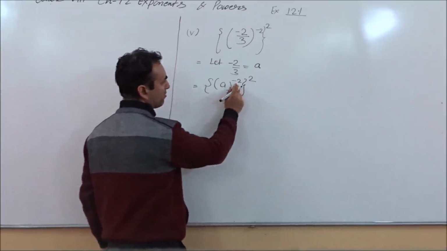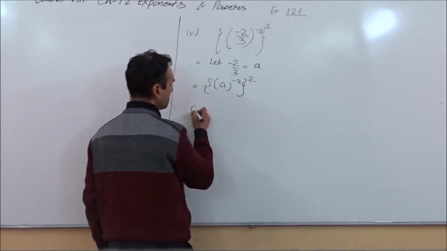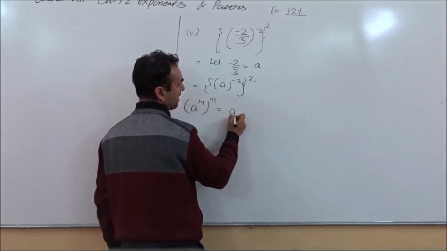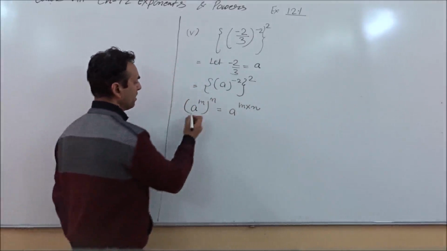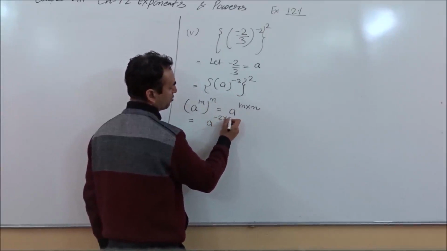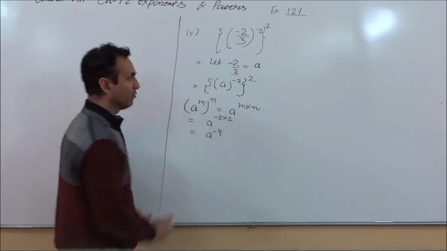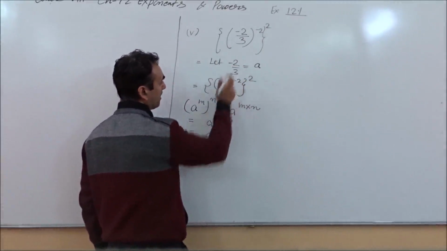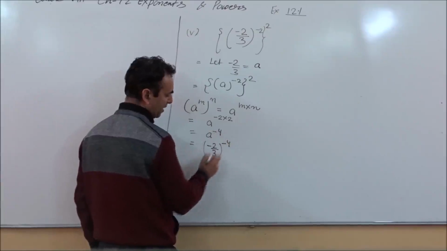So you can see exponent of exponent. Which formula will we use here? We use a raised to m, whole power n, equals a raised to m into n. So it becomes a raised to the power minus 2 into 2, and it becomes a raised to the power minus 4. Now you will put the value of a again. What is a here? Minus 2/3. Minus 2/3 in brackets and whole power minus 4.